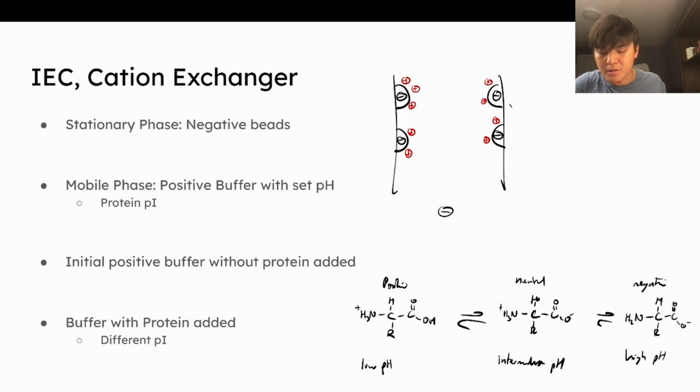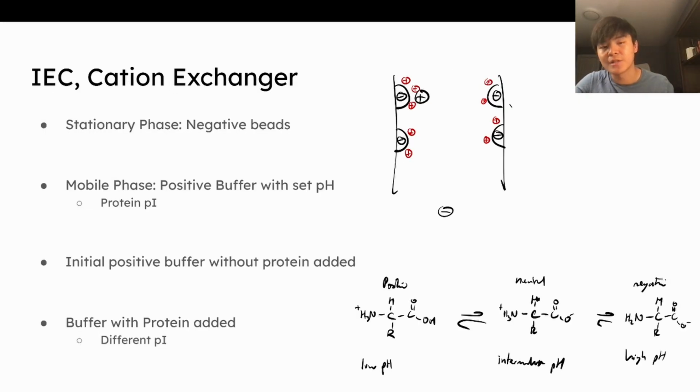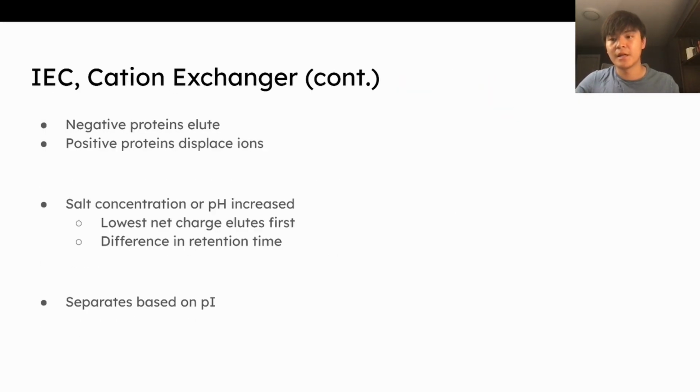What about neutral ones? Well, neutral ones, they might just chill and they're just going to fall, but they might chill out a little bit more than the negatives at least. And what about the positive proteins? They're going to actually displace, exchange themselves with these positive ions, and they're going to interact with these negative beads. All right, so they're going to be retained longer. I think on the next slide, yeah. So the negative proteins, right? If we imagine here, negative proteins are going to leave first. Positive proteins are going to leave last.